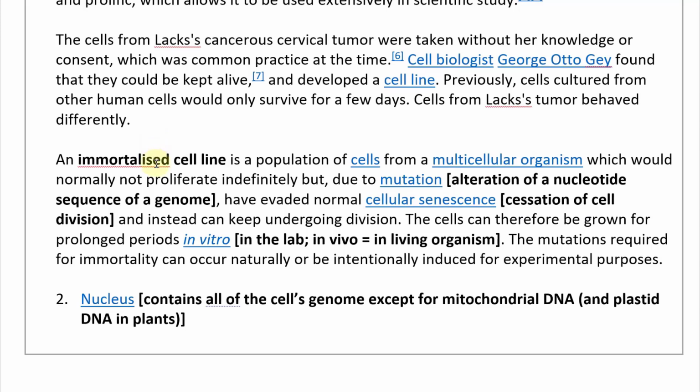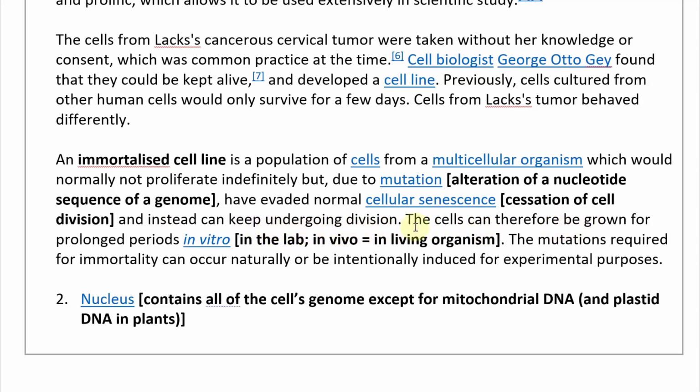Yeah, and an immortalized cell line is a population of cells from a multicellular organism which would normally not proliferate indefinitely, but due to mutation, which is the alteration of a nucleotide sequence of a genome, have evaded normal cellular senescence. I think it's pronounced senescence. Yes, so I have to Google search the pronunciation. So cellular senescence, which is the cessation of cell division, and instead can keep undergoing division.